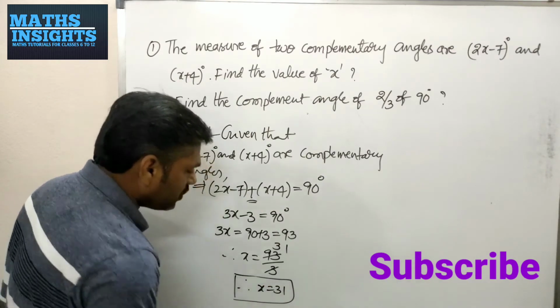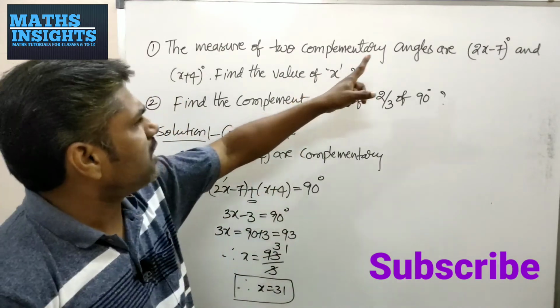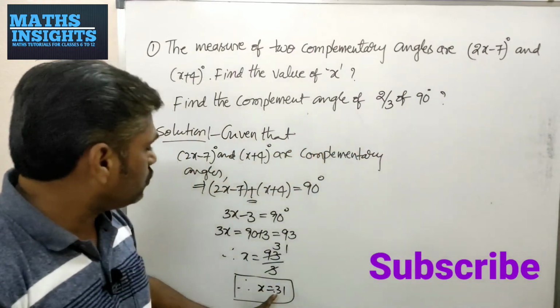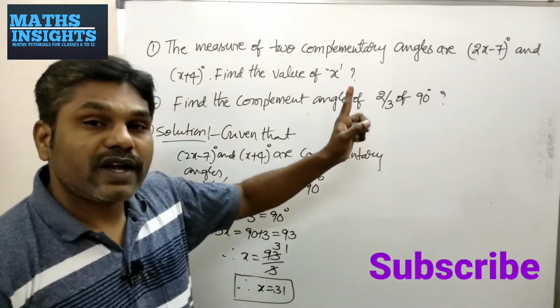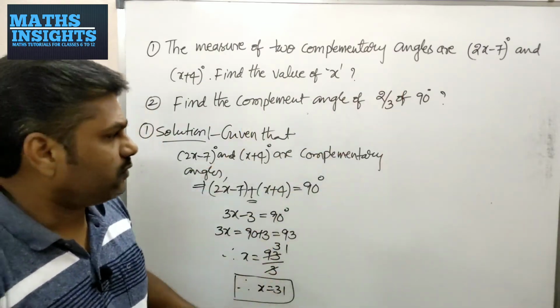See, this is not a degree. This is not a degree. Why? Because this is just a multiple, 2 into x. You have to do 2 into 31, which will become 62. 62 minus 7 is the angle. Okay, this is the first problem.